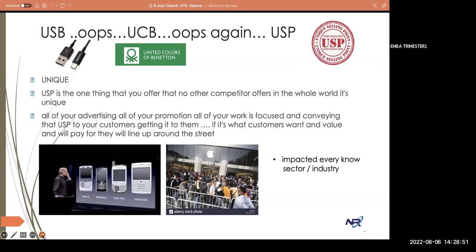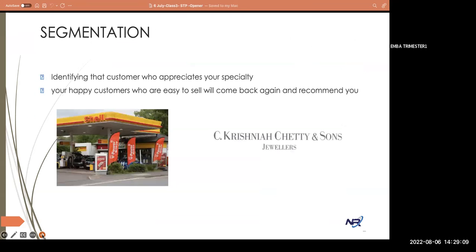That was the unique selling proposition which took the world by storm, and people had to stand in the queue to get them. So you must know what your unique selling proposition is, for which the customer is willing to line up to pay you for the service. So that is what your market should be.